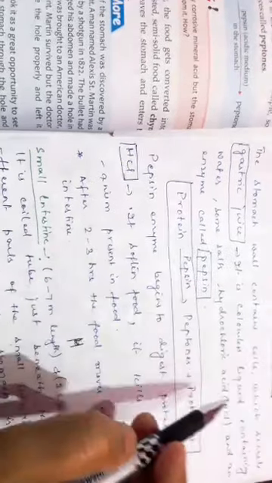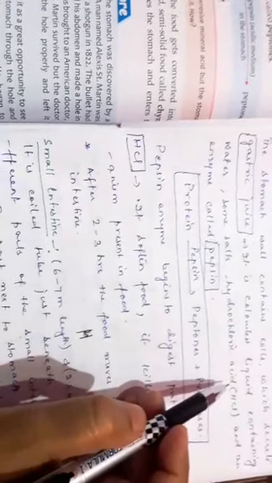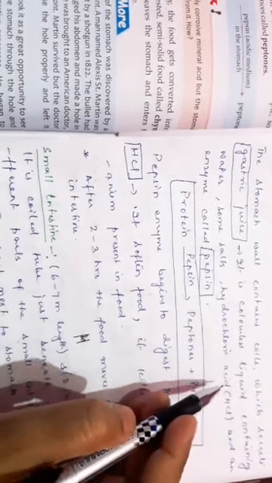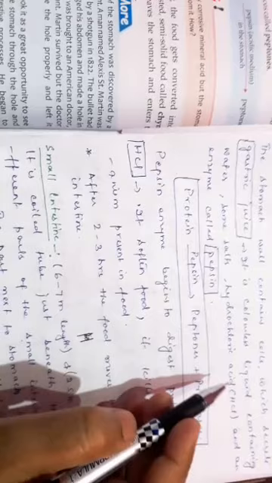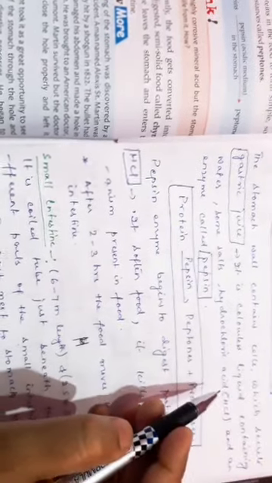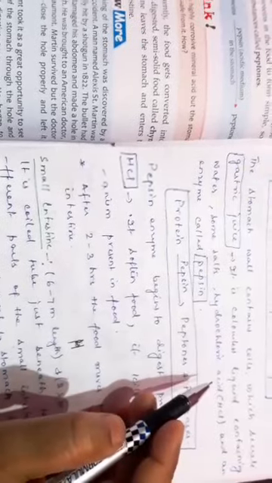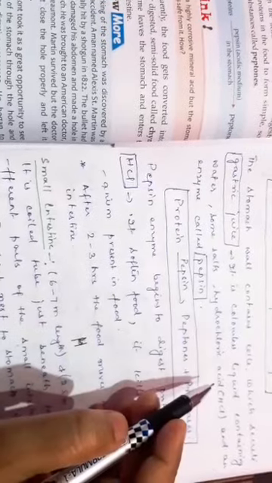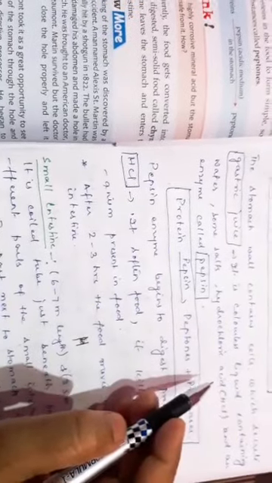What is the function of hydrochloric acid in the stomach? The first function of the hydrochloric acid is that it kills the microorganisms present in the food. Second function, it softens the food. And third function, it makes the food acidic for the proper functioning of the food enzyme, that is pepsin.